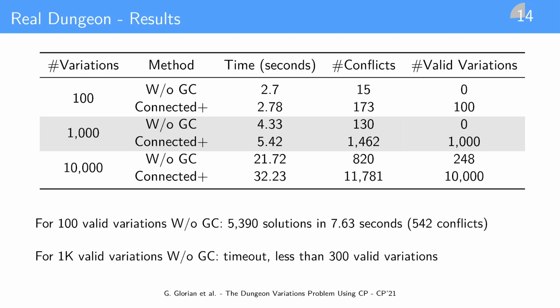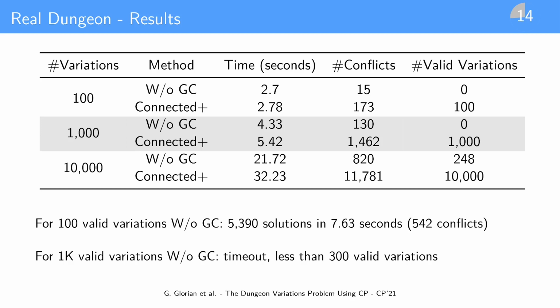We tried to generate 100, 1000 and 10,000 variations with the two methods. In the table, we display the CPU time to compute those variations, the number of conflicts encountered and the number of variations that are valid. The validating process is done a posteriori and the time is not taken into account.